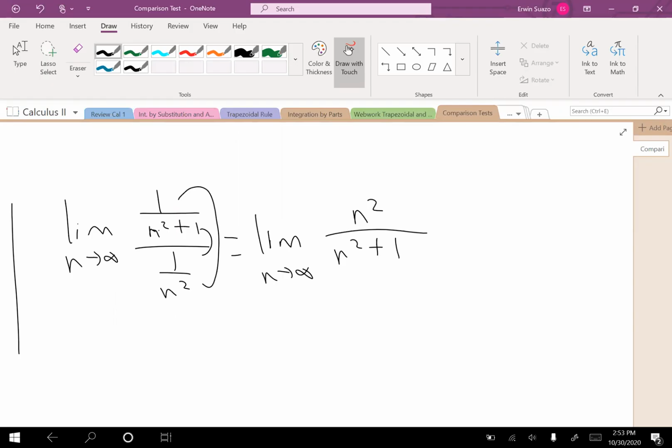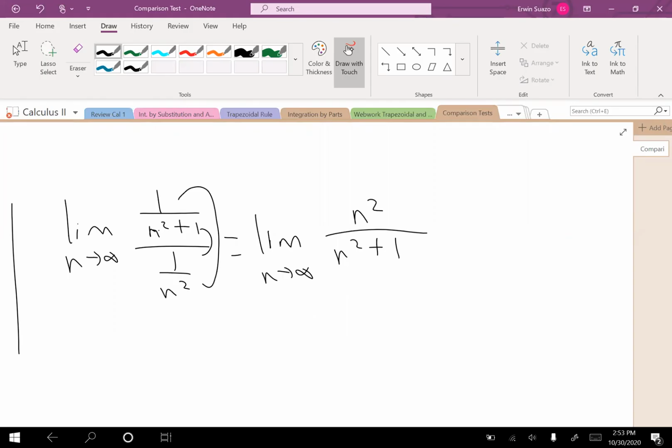So what is this? How can I find this limit? We have done this limit 3 times before. How to find this limit? Using L'Hopital's? Dividing by the biggest power. I think both answers are correct. You could use L'Hopital or you can divide by n squared.